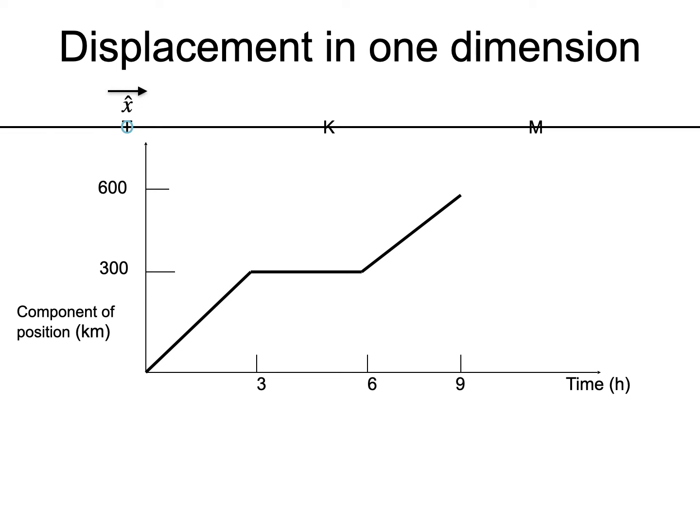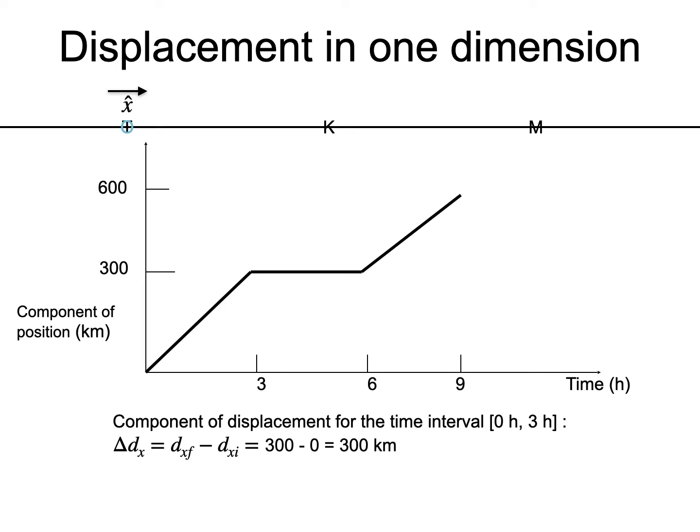The interpretation of this function is that the car left Toronto at t=0, arrived at Kingston 3 hours later, stayed in Kingston for the next 3 hours, and continued towards Montreal, which is reached 9 hours after leaving Toronto. Let us evaluate the component of the displacement for the time interval from 0 to 3 hours. For this time interval, the final component of position is 300 kilometers, and the initial component of position was 0 kilometers. So the component of displacement is 300 kilometers.